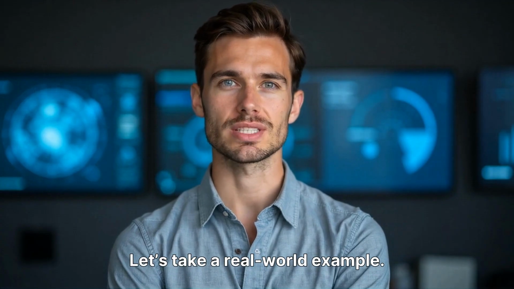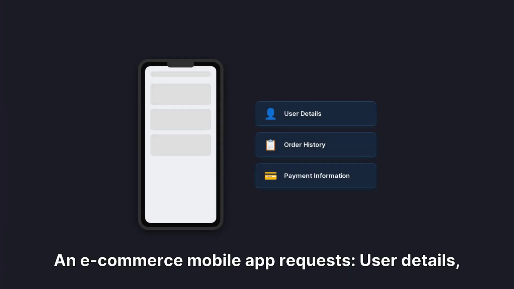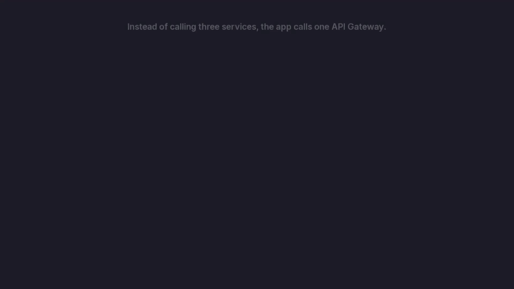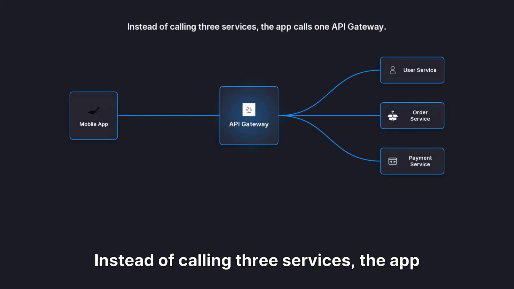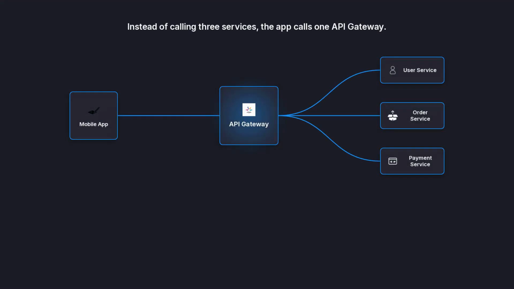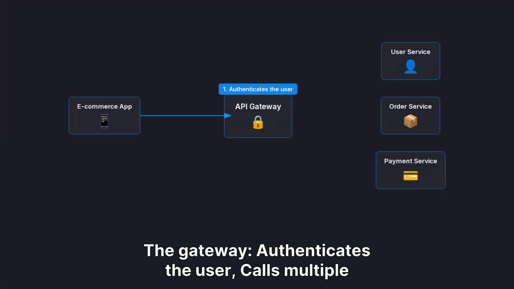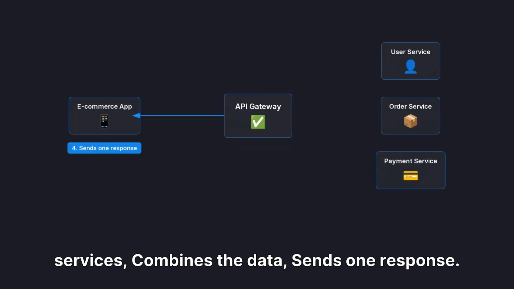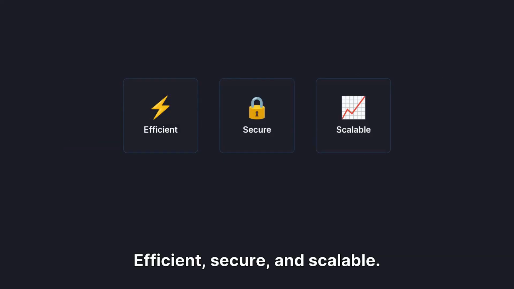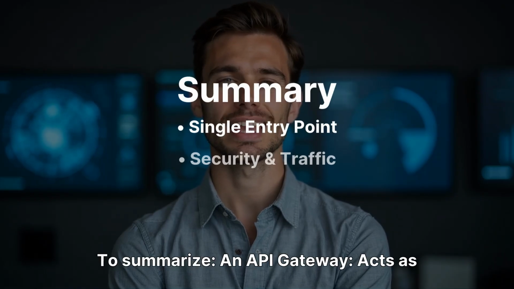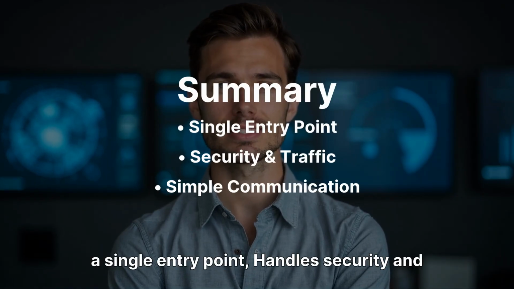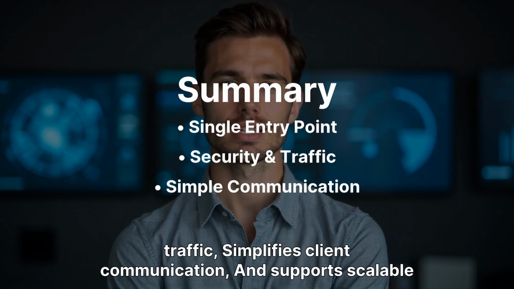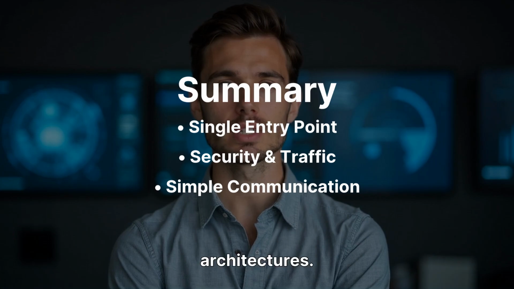Let's take a real-world example. An e-commerce mobile app requests user details, order history, payment information. Instead of calling 3 services, the app calls one API gateway. The gateway authenticates the user, calls multiple services, combines the data, sends one response. Efficient, secure, and scalable. To summarize, an API gateway acts as a single entry point, handles security and traffic, simplifies client communication, and supports scalable architectures.